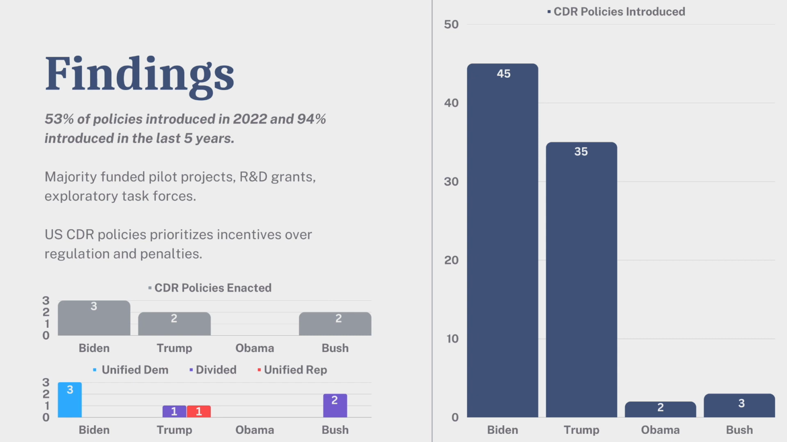And the data on the bottom left shows that, on the other hand, most legislation fails to get adopted, with only 7 bills out of 85 that are passed by Congress. And of those that were passed, only 1 was under a unified Republican government, while 3 were passed under a unified Democratic government, and 3 were under a divided Congress.